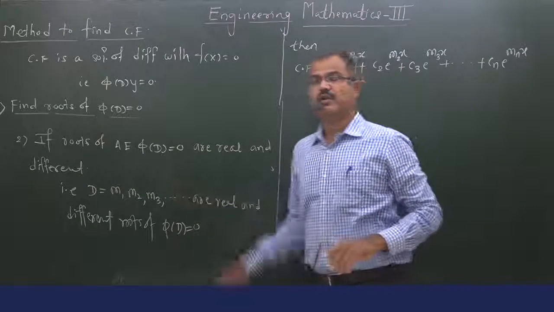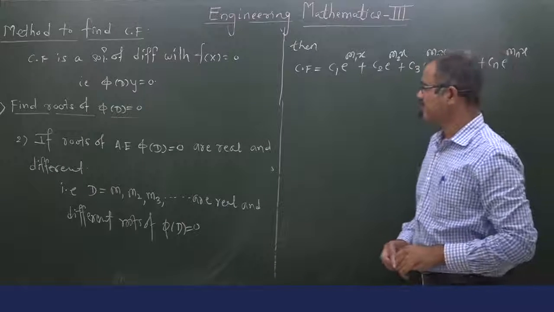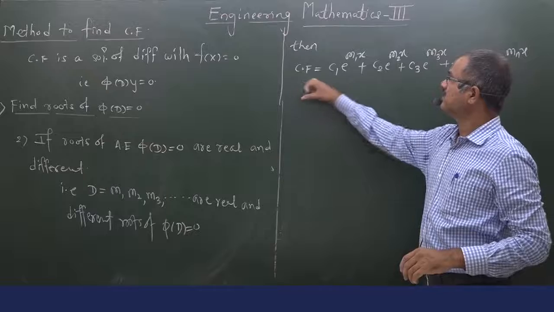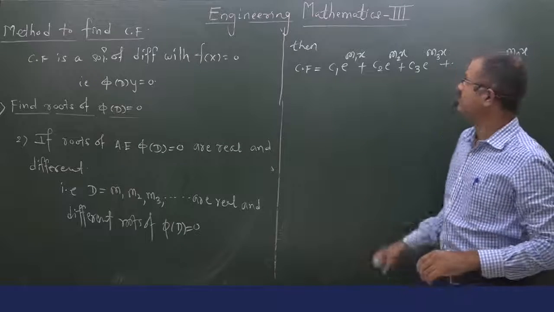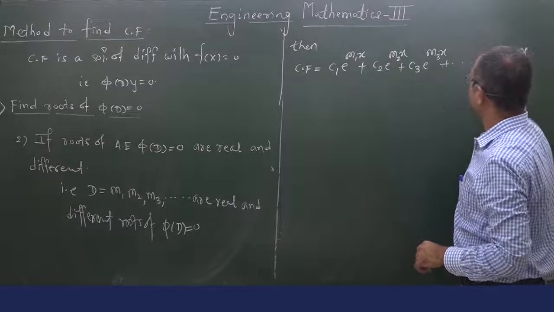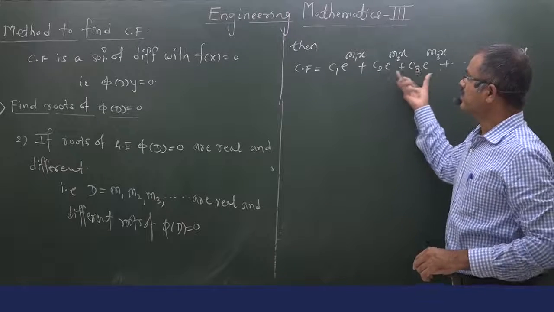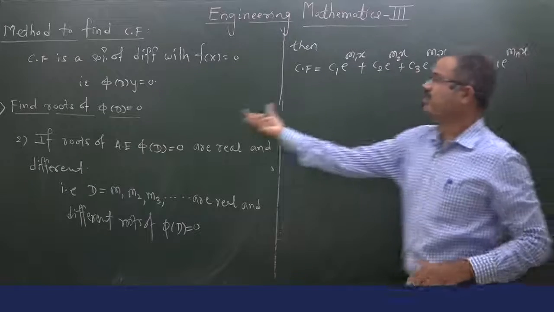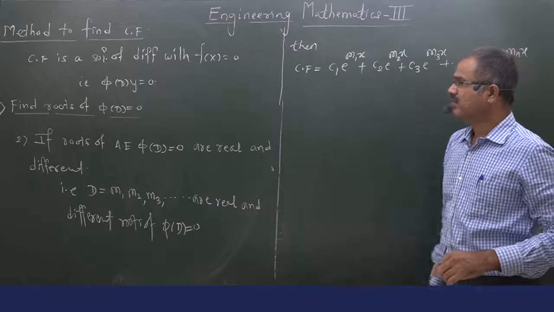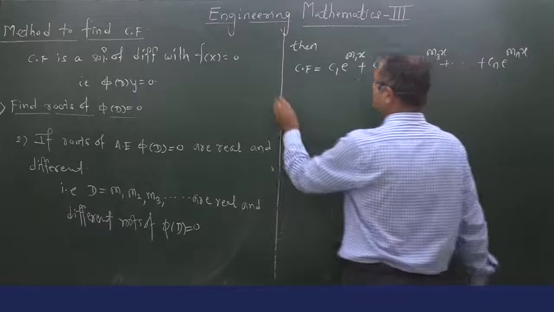The first case is what? If m1, m2, m3 are real and different roots, then the complementary function is equal to c1 e raised to m1x plus c2 e raised to m2x plus c3 e raised to m3x plus and so on, which is the solution of differential equation phi of D y is equal to 0, or also the complementary function of differential equation phi of D y is equal to 0.